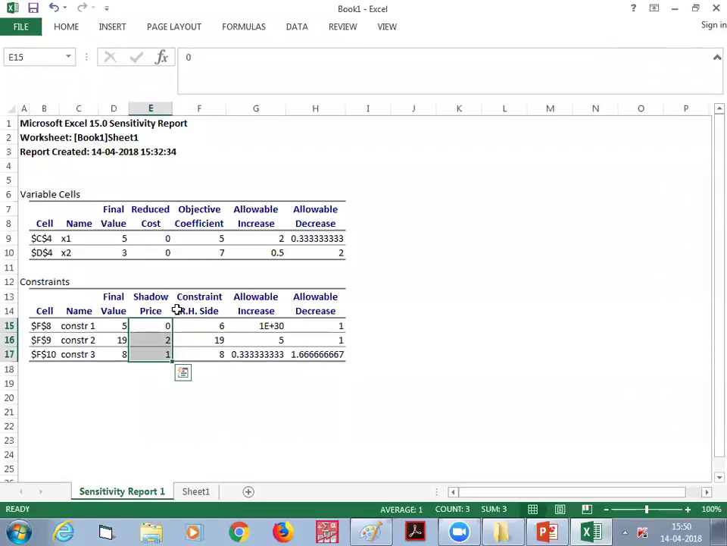So, for the constraints, the dual values are found here. And we can see which ones are binding and non-binding by looking at the left-hand side and right-hand side. Here, the left-hand side is not equal to the right-hand side, so it's non-binding. Here, the left-hand side and right-hand side are equal, so both of these are binding. Okay?